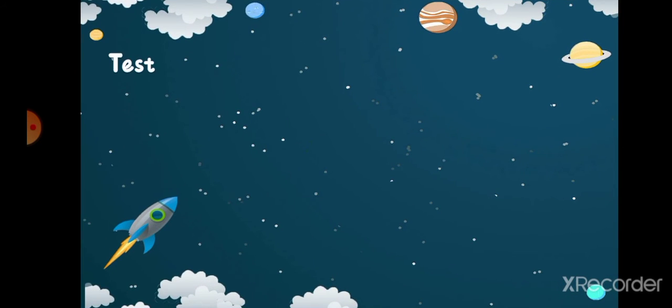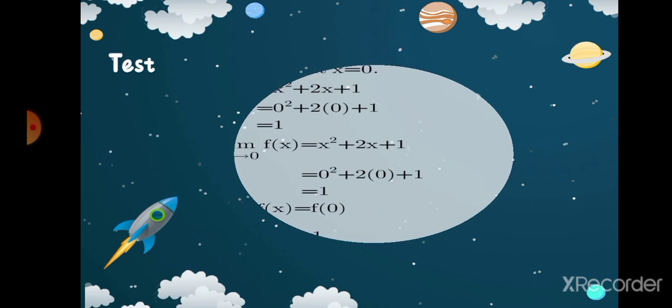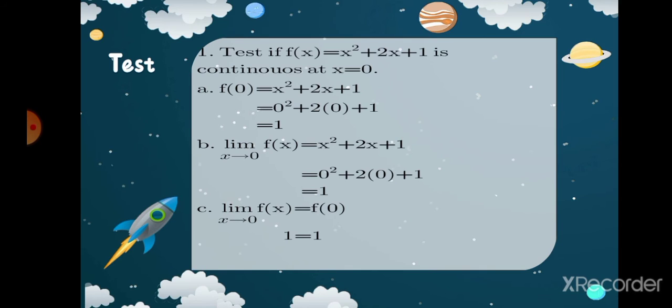So now let's test the following equation. Test if f of x equals x squared plus 2x plus 1 is continuous at x equals 0. First, let's test if f of c is defined. In our example, x squared plus 2x plus 1 is defined because we have an answer of 1.